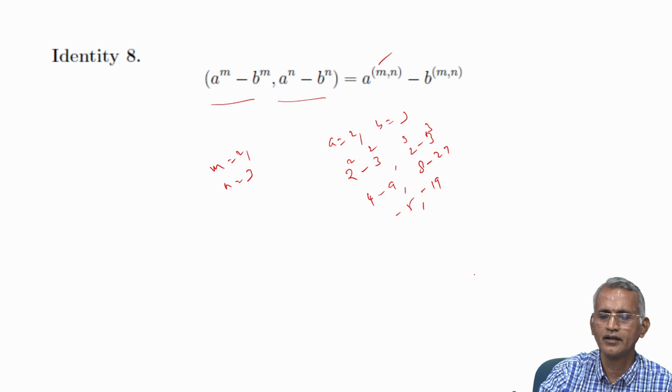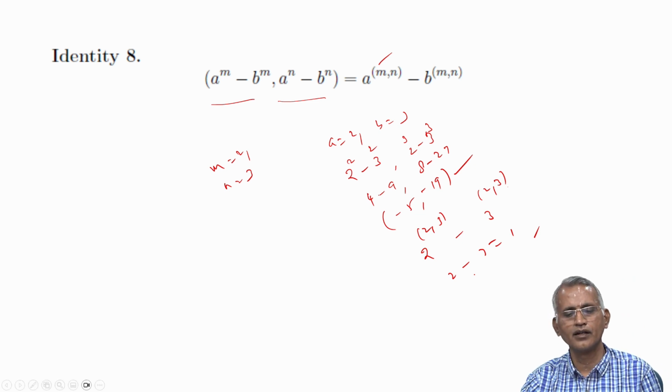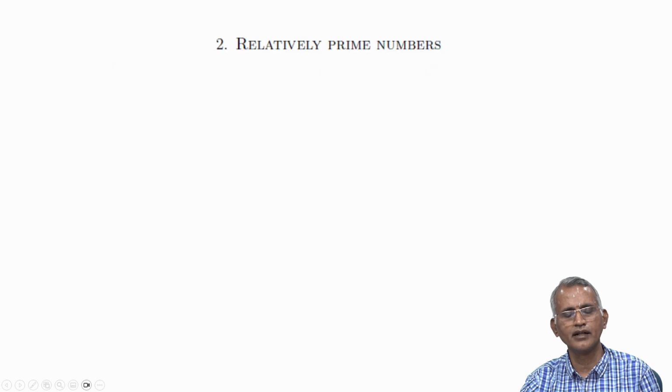You see, this is nothing but A, which is 2 power GCD(2, 3), minus B, which is 3 power GCD(2, 3). So, the GCD of 2 and 3 is 1, and 2 minus 3 equals minus 1, exactly we can write like this. So, we can do that with the help of this identity.